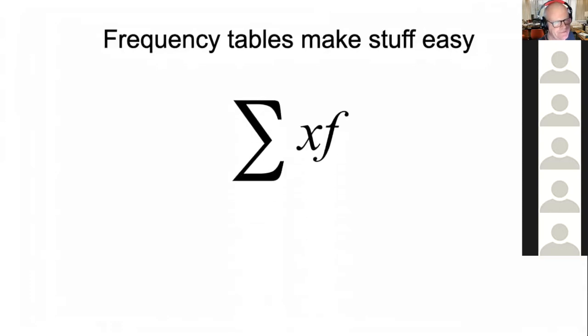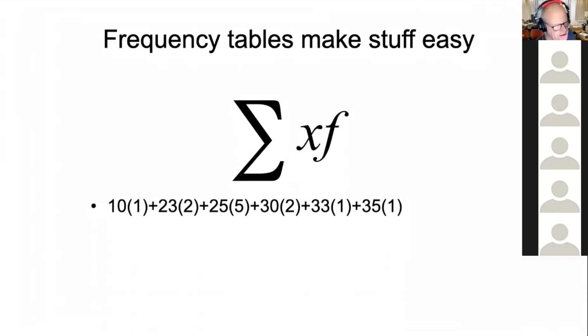What we can do is make a frequency table, which allows us to do a couple of things. One of the things we can do is easily get a total. This is the total score, everybody's score all put together. That's the sum of the X's, the scores, times their frequencies, right? The sum of X times F. So if you add all these together, 10 times 1, 23 times 2, 25 times 5, and so on, you end up with 309, assuming I did the arithmetic properly.